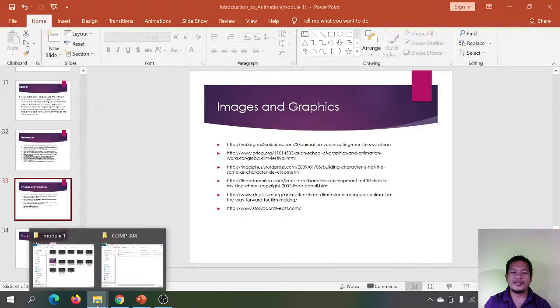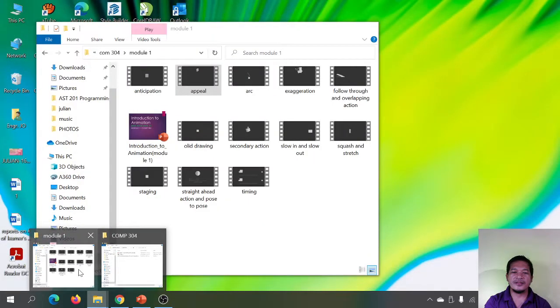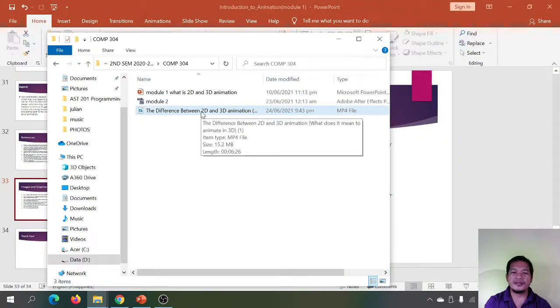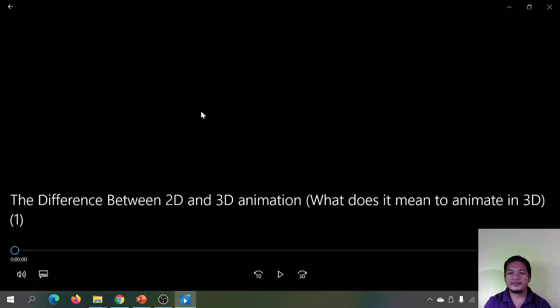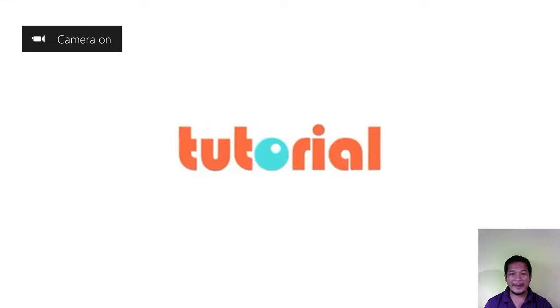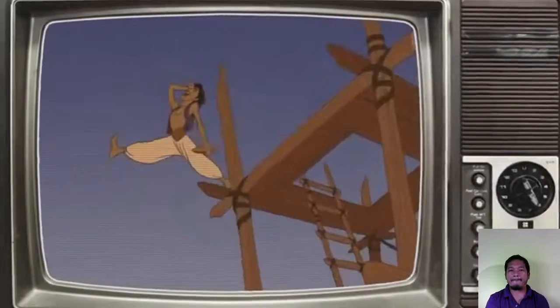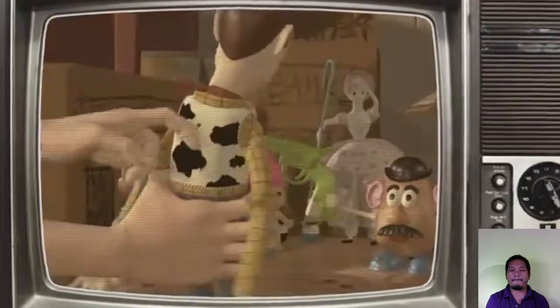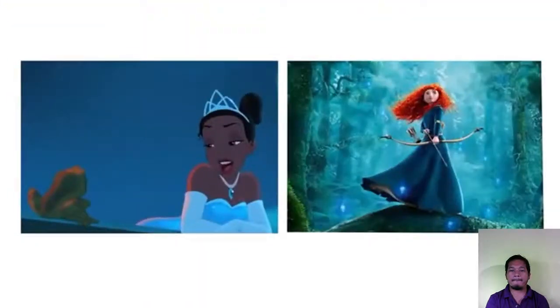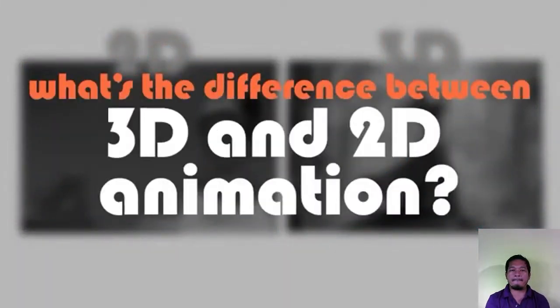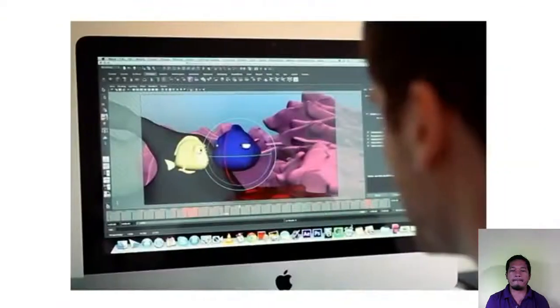Okay, so what is the difference between 2D and 3D animation? When we watch an animated film, it's very easy to notice the difference between 2D and 3D animation. Anyone can point out that this is 2D and this is 3D. But what is the core difference between the two, other than the visual result? What does it mean to make a 2D animation as opposed to making a 3D one?